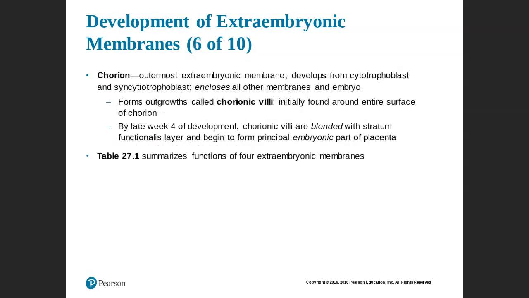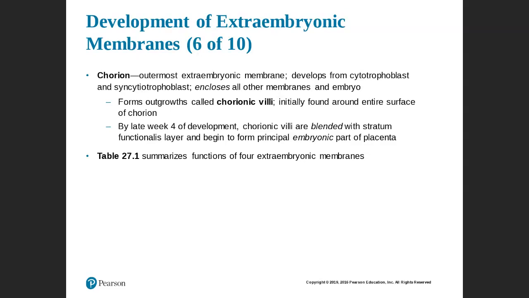And then the chorion is your outermost extraembryonic membrane. Not the first one to develop, but the last one. It develops from the cytotrophoblasts and the syncytiotrophoblasts. Remember I said those become the chorion. It encloses all the other membranes as well as the embryo. It forms outgrowths called chorionic villi. These will be like the respiratory units for the fetus.